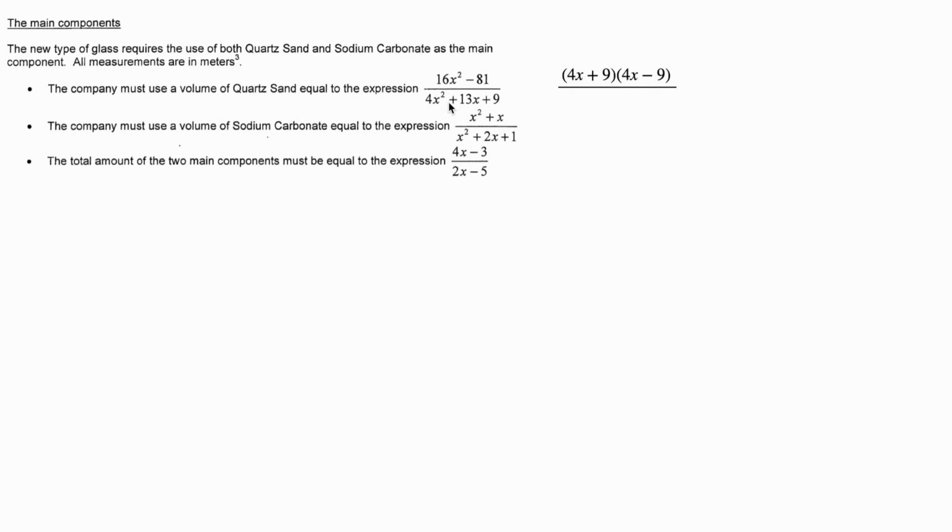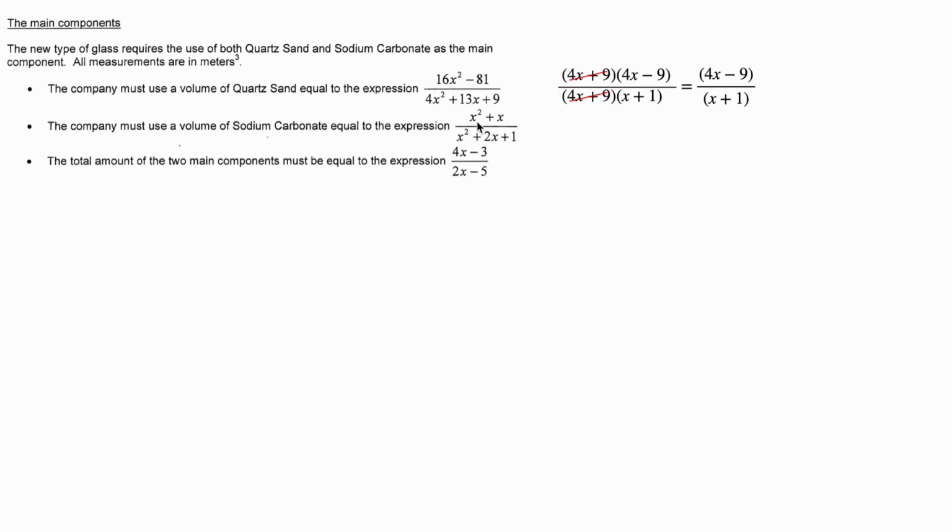On the bottom here, this looks like a perfect square trinomial, but it's not, because the middle term isn't 2 times 2 times 3, which would be 12, and it's 13. I'm looking for the factors of 4. I'm thinking 4 and 1, and the factors of 9, I'm thinking 9 and 1. 4 times 1 is 4, 9 times 1 is 9, and 4 plus 9 is 13. This does work. I'm going to cancel the 4x plus 9s. I'm left with 4x minus 9 over x plus 1.